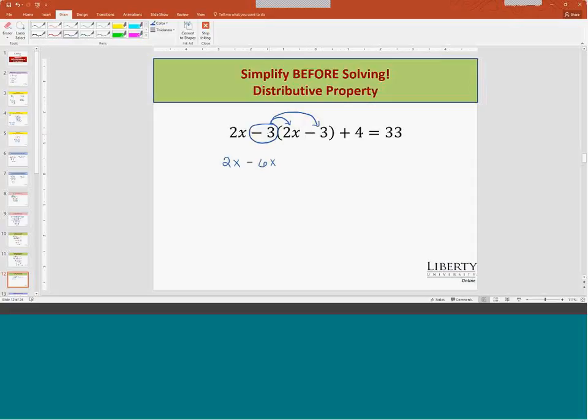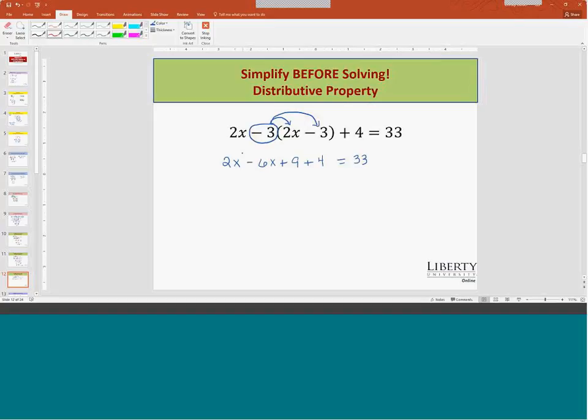And then times minus 3, negative times a negative is a positive, 9. Down this plus 4. Nothing happened to him yet. He's in parentheses, so he just comes down. All that is equal to 33.